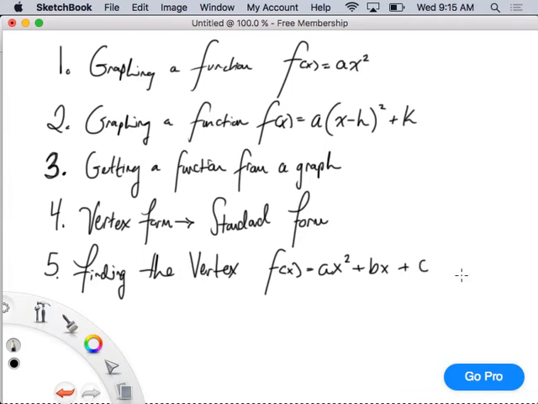So, graphing a function f of x equals ax squared. Second thing, graphing a function f of x equals a times x minus h squared plus k. The fourth thing is vertex form.